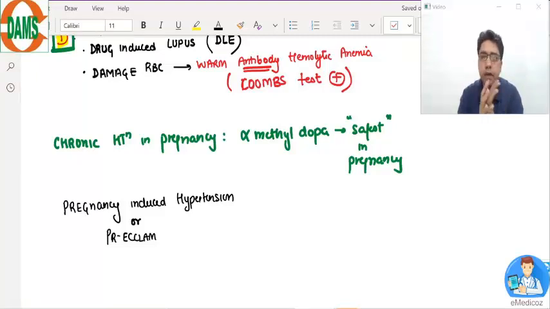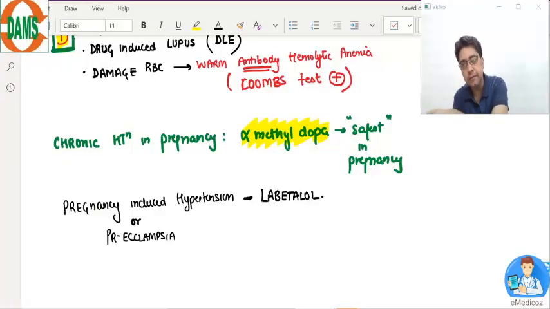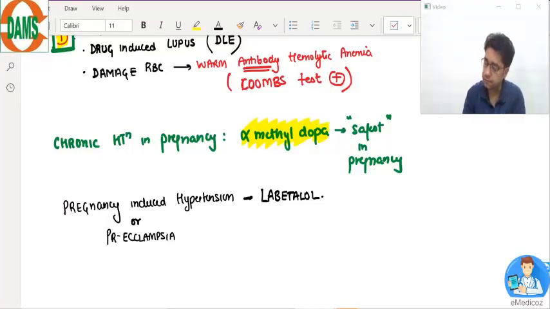Now, what do you mean by this? Let's understand this part. Suppose there is a female who is hypertensive. That hypertensive female becomes pregnant. That condition is known as chronic hypertension in pregnancy. What is PIH, pregnancy induced hypertension? A normal female after pregnancy, due to pregnancy changes, becomes hypertensive. So that is labetalol.